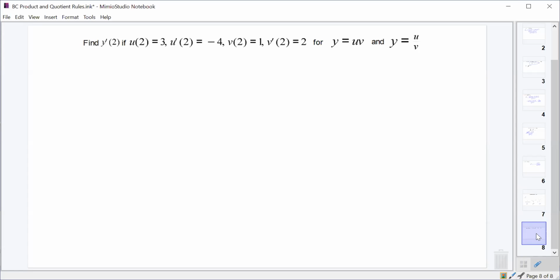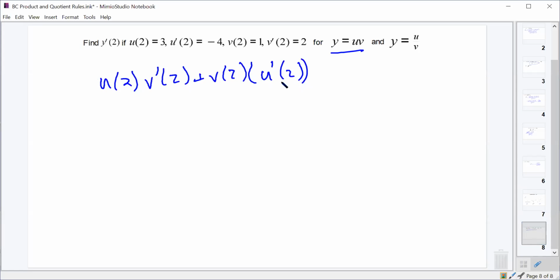And one thing they like to do on the AP test is give you a whole bunch of values and then ask you to just apply one of the rules. So if I want to find y prime of 2, if y is equal to uv, then that should be u of 2, v prime of 2, plus v of 2, u prime of 2. So we should just be able to plug in the numbers: 3 times 2 plus 1 times -4 and get 2.